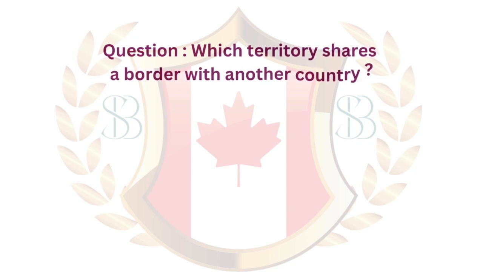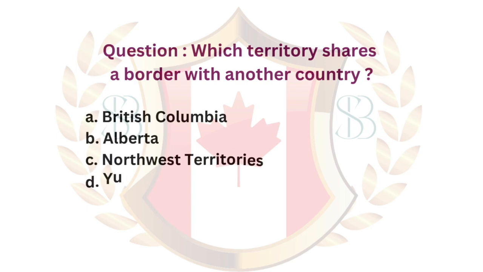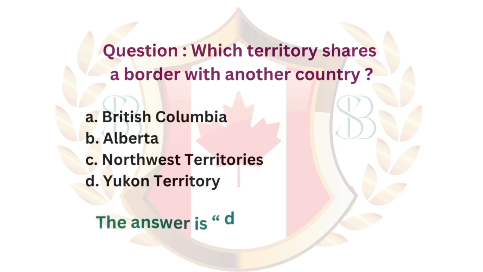Question. Which territory shares a border with another country? A. British Columbia. B. Alberta. C. Northwest Territories. D. Yukon Territory. The answer is D. Yukon Territory.